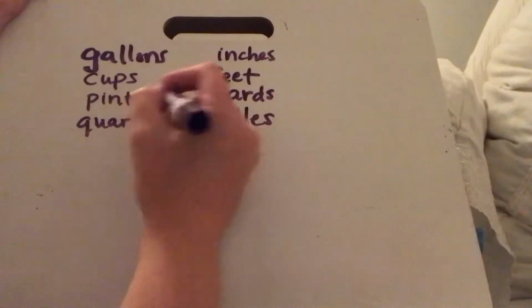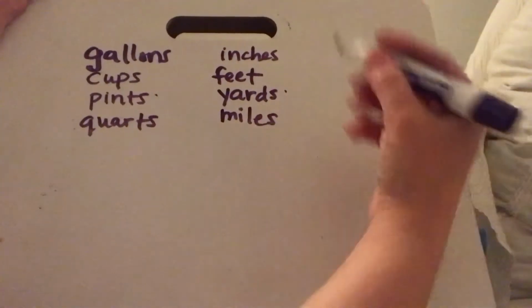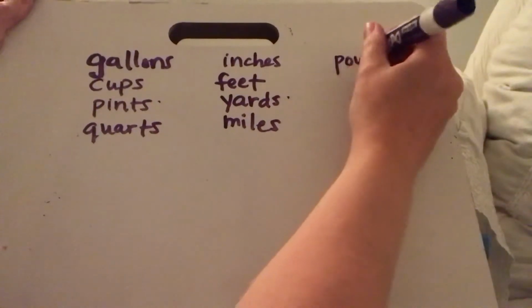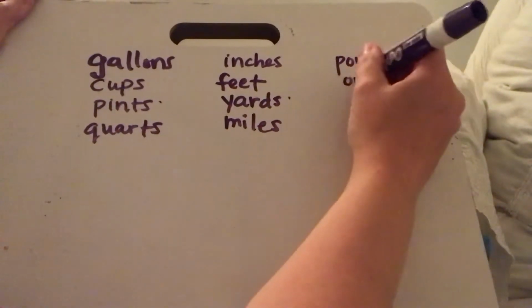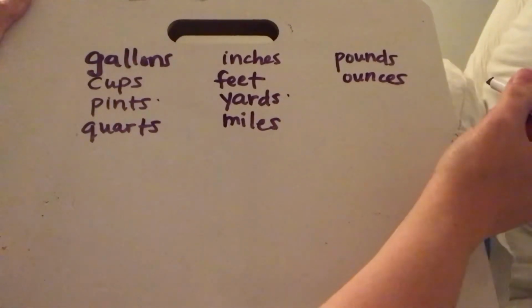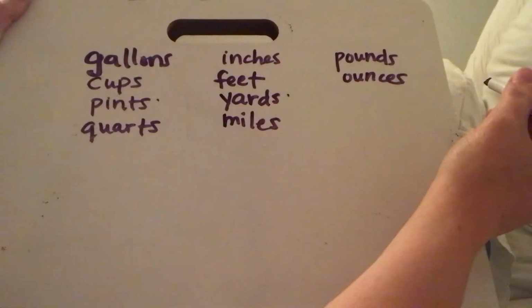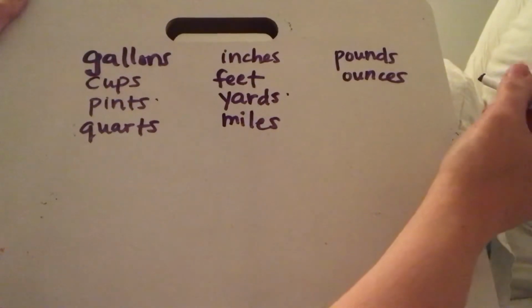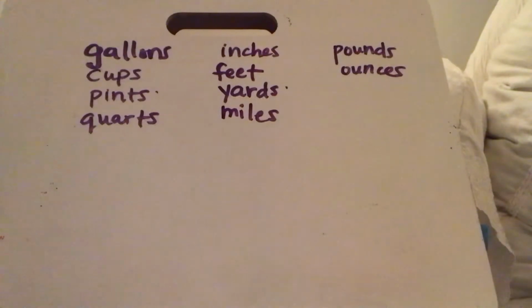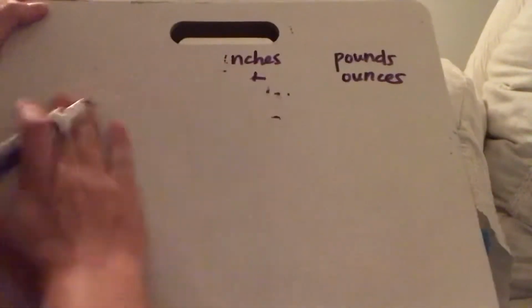I've got capacity, I've got length, and weight. U.S. customary weights are things like pounds, and also we do ounces, but ounces are a lot smaller. Ounces is for when you're measuring produce or a little bit of sugar. Heavier things like humans, we measure in pounds.